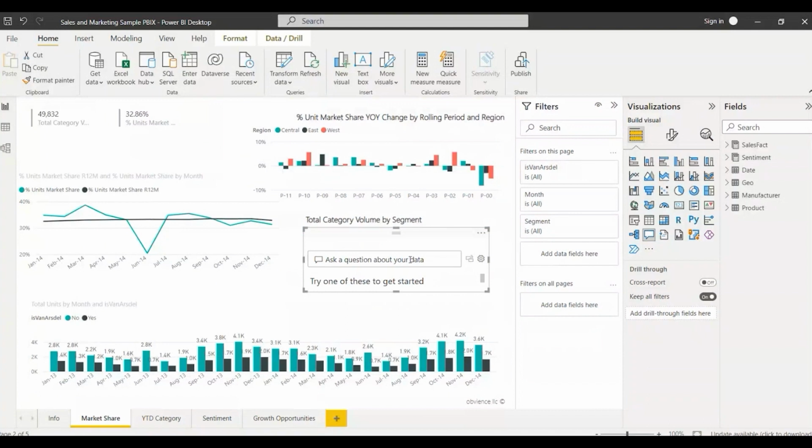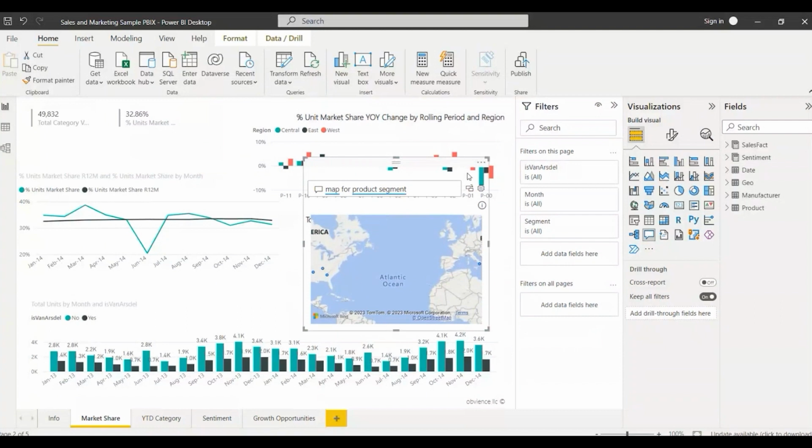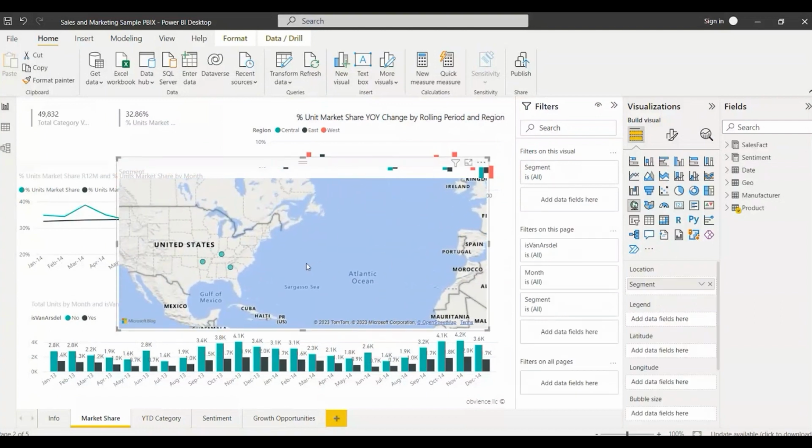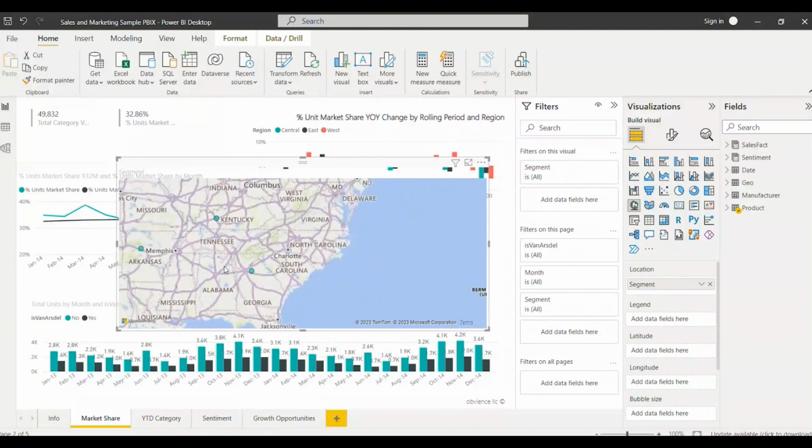If you want the map for a segment, once you click there, it would create a map. If we enlarge it, it would automatically show which region we are getting the sales from and which region has the largest share. If you maximize it, you can see that. So Copilot works similarly to question and answer in existing Power BI. That's it for Microsoft Fabric.